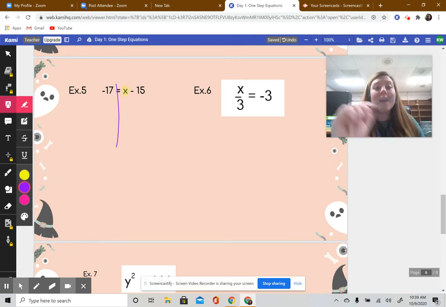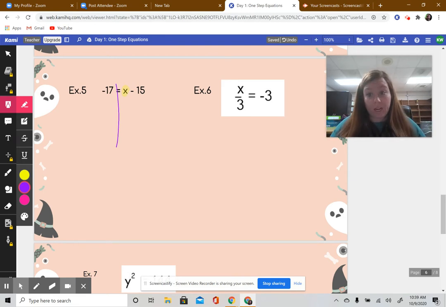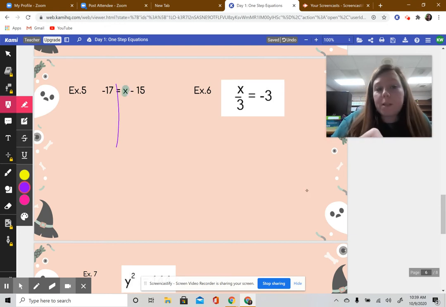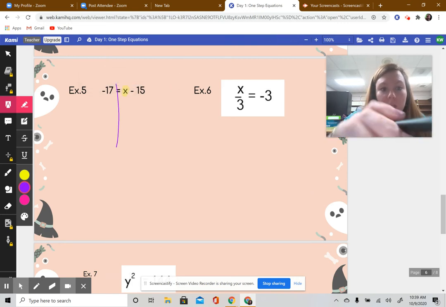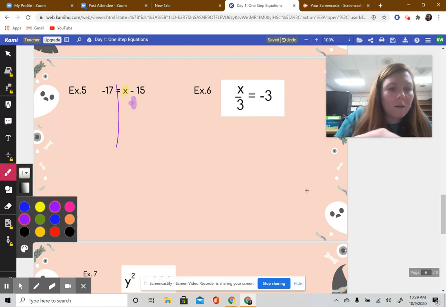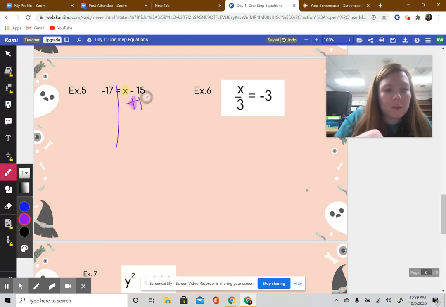Okay, so now sometimes the variable is going to be on the right-hand side. It's not always going to be on the left-hand side. So it does not matter. Don't move anything. Just leave it the way it is. We're just going to work now on the right-hand side. What is making this x not alone? The minus 15. What's the opposite of minus 15? Oh, I always do that. Plus 15.